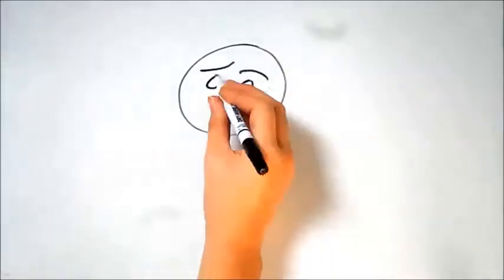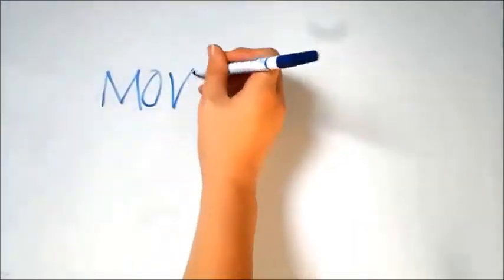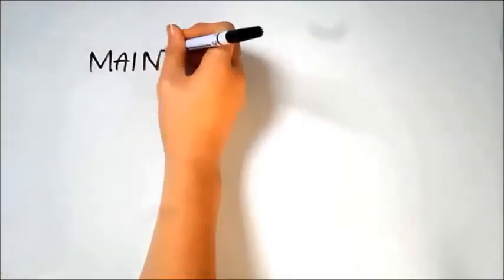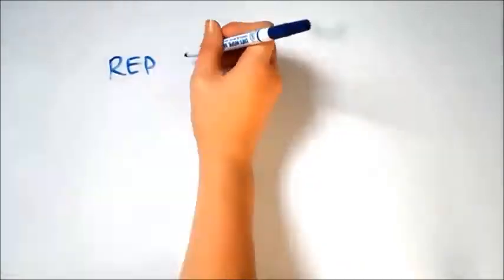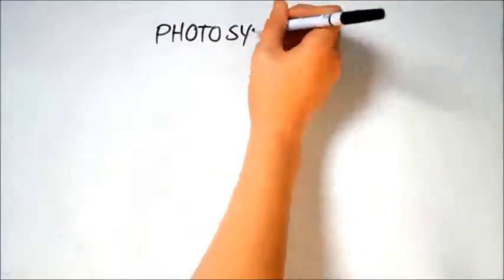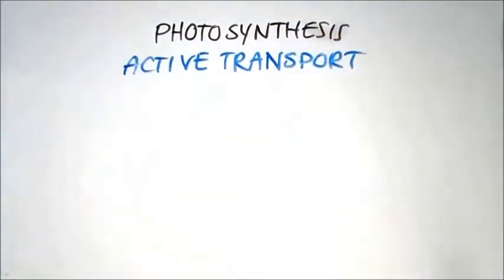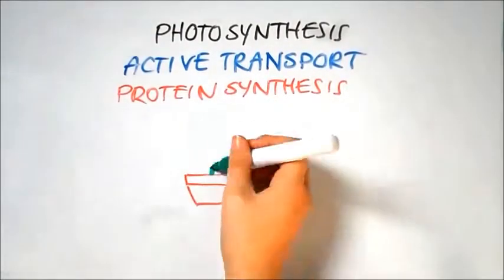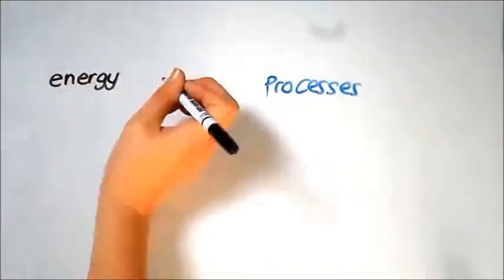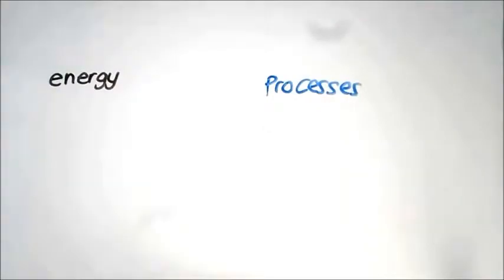So why exactly do we need energy? Well, us animals need it for things like metabolism, movement, active transport, maintenance of body temperature, repair and division of cells. Plants need energy for things like photosynthesis, active transport and protein synthesis. These processes need a constant supply of energy, without which they'd stop and we'd bite the dust.